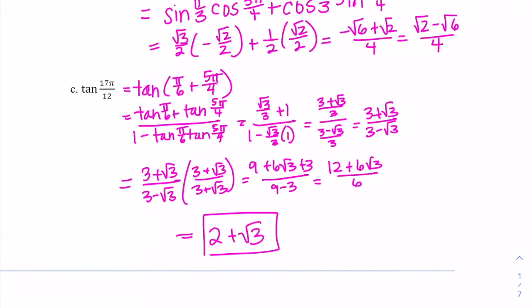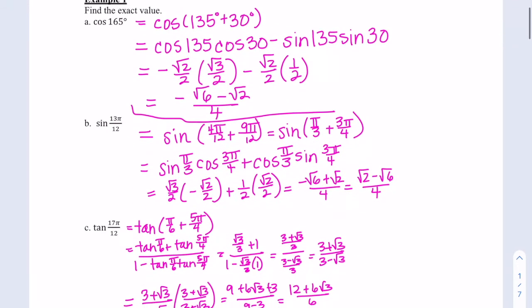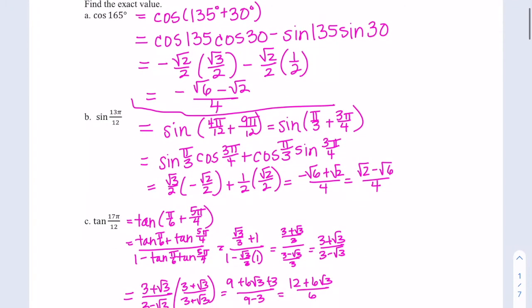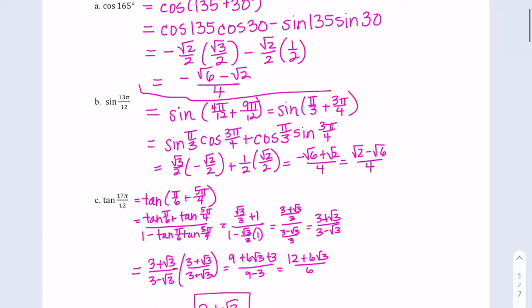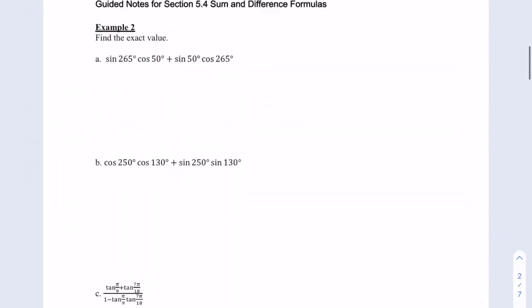Okay, so for all of these, the key part, whenever we're using the sum and difference formulas, is to recognize them and see which angles we could use. And remember, we're going back to those 30, 60, 90s and the 45, 45, 90s. For example 2, try to identify which sum or difference formula we're using here, and then simplify that value. Pause the video and then come back to check your work.